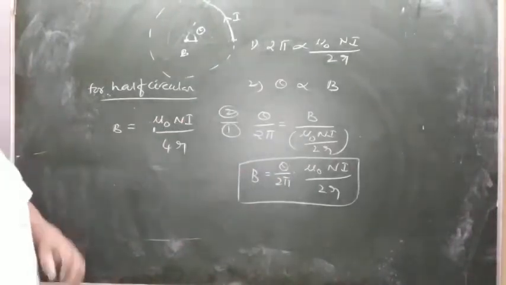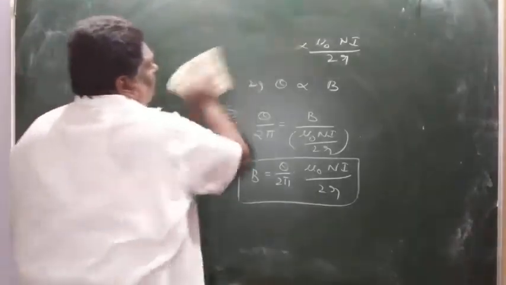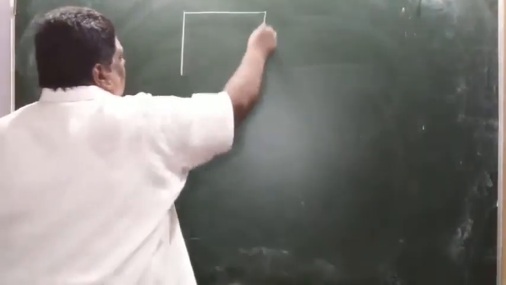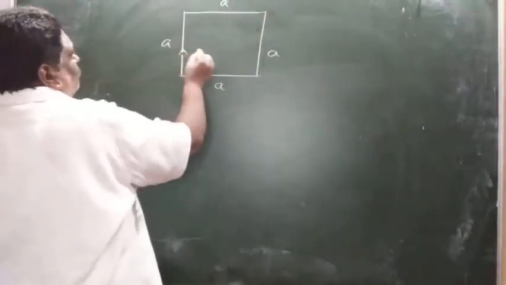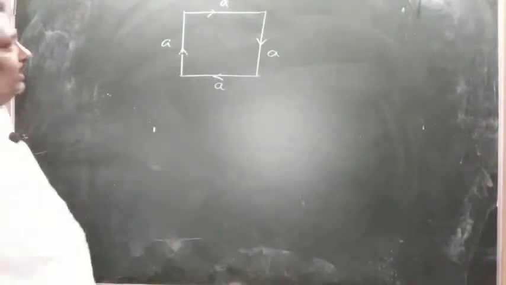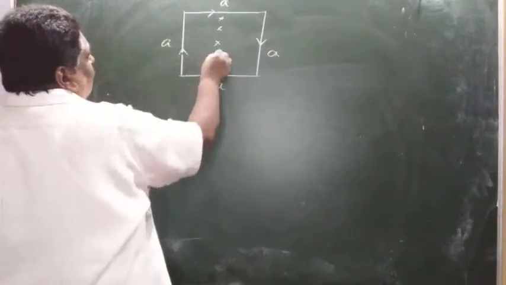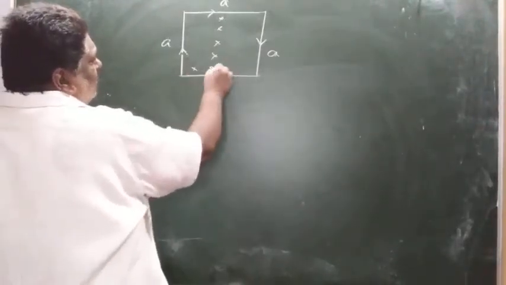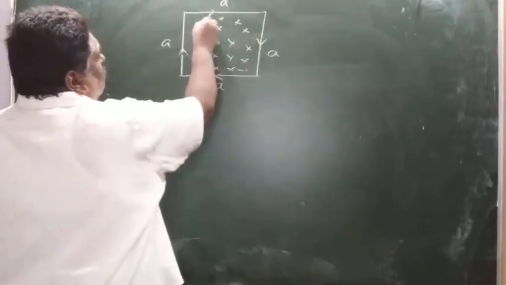Okay, right. Here one square is present, with side A. Current is passed through it. Therefore, this wire produces crosses here, this wire produces crosses here, and this wire produces crosses here.